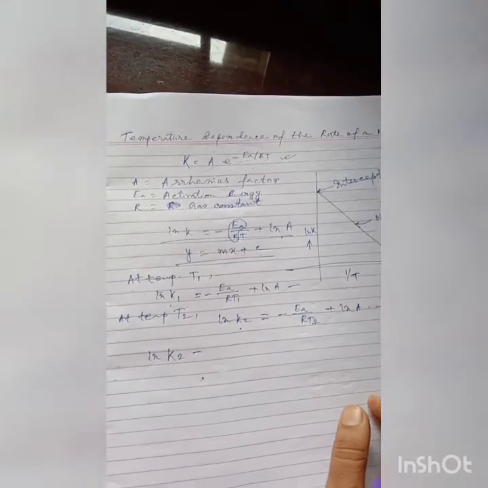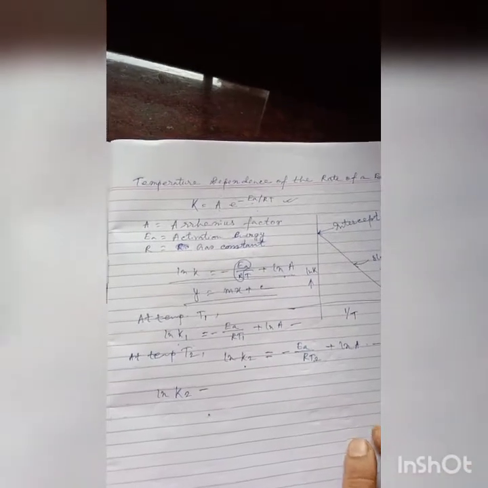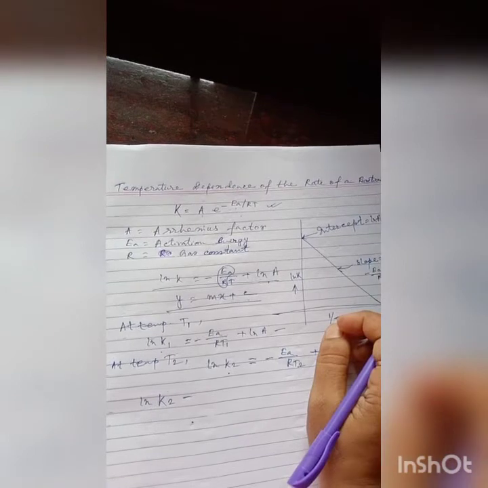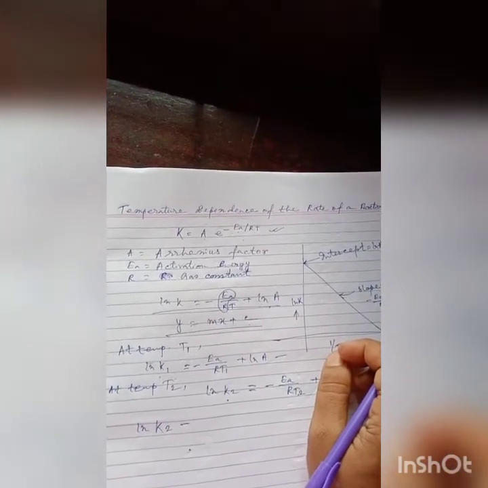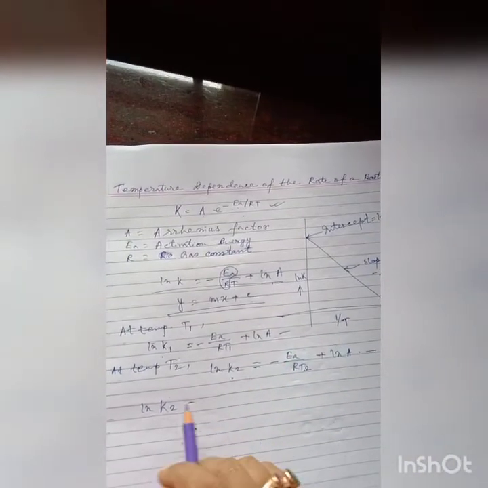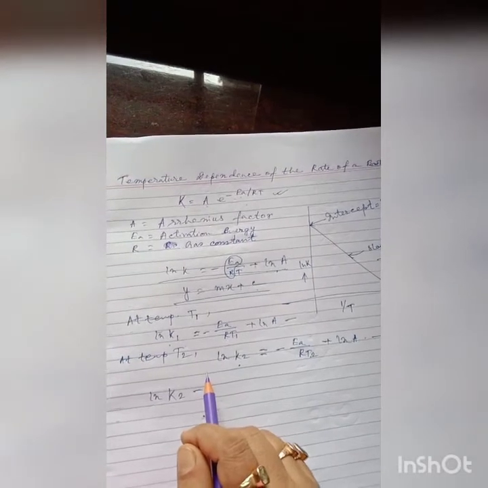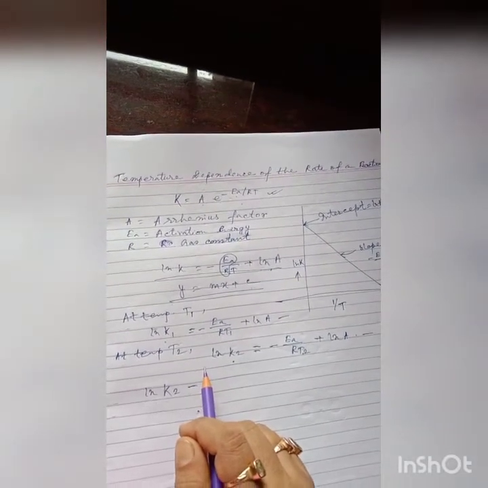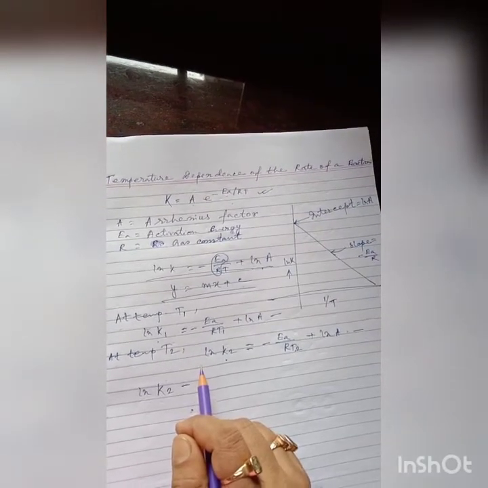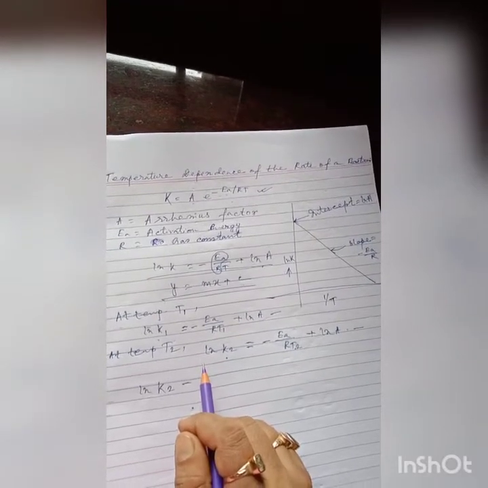We continue our last discussed chapter, that is chemical kinetics. Now students, we are going to discuss the temperature dependence of the rate of a reaction. We know that most chemical reactions are accelerated by an increase in temperature. And it has been found that for a chemical reaction, with a rise in temperature by 10 degrees, the rate constant is nearly doubled.